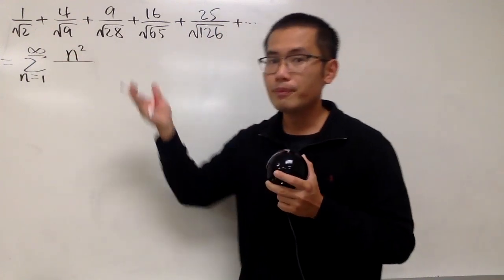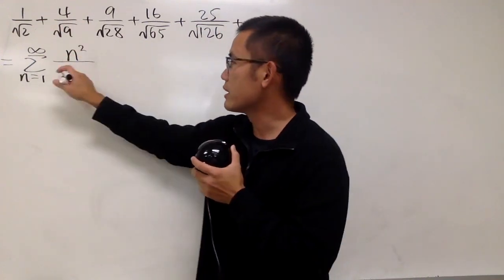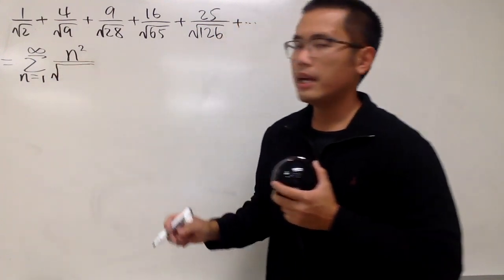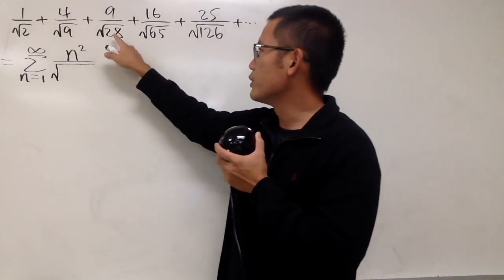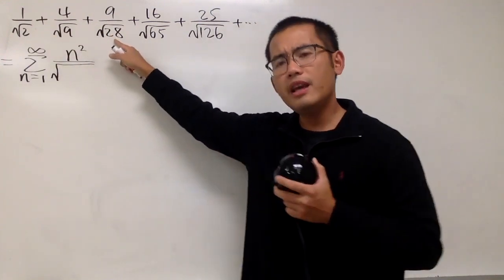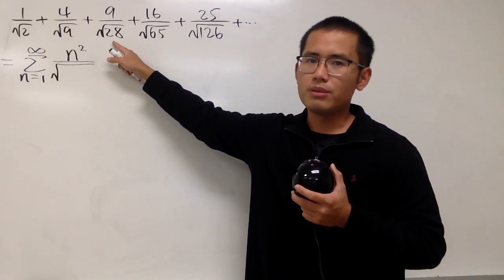And then on the bottom, notice everybody has a square root. So let's go ahead and open that square root. And if you look at the inside here, this is 2, and then 9, and then 28. 28 is like 27, huh? It's like 27 plus 1.